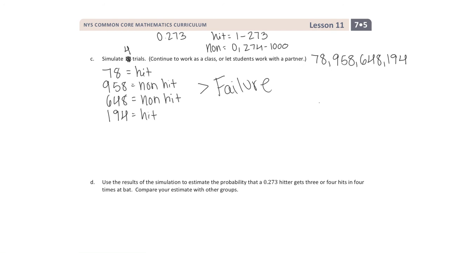Now for D, it says use the result of the simulation to estimate the probability that a 273 thousandths hitter gets 3 of 4 hits for 4 times at bat, and compare your estimate with other groups. Well, what we need to do here is, because we had 4 trials, we have 1 out of 4 trials is always going to equal 25 hundredths. And so when we get that to be a percent, it's going to be 25%.